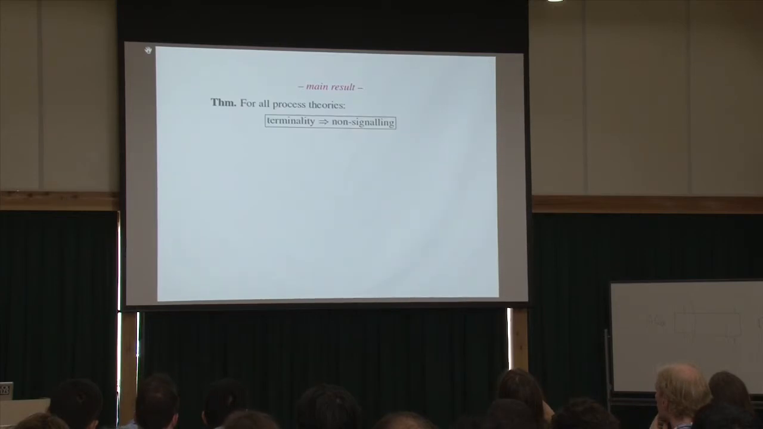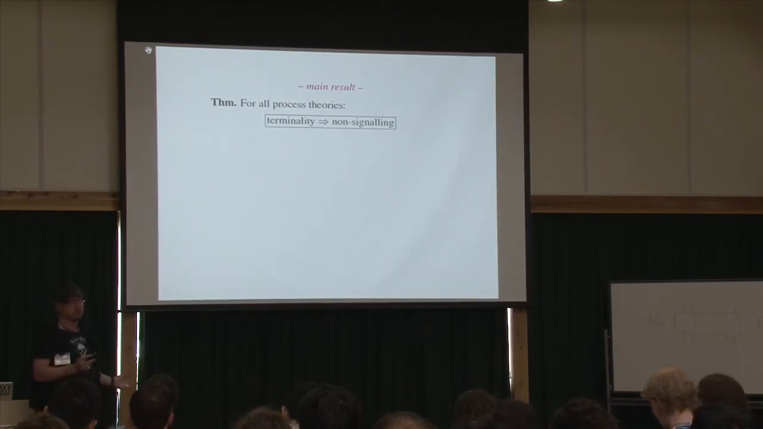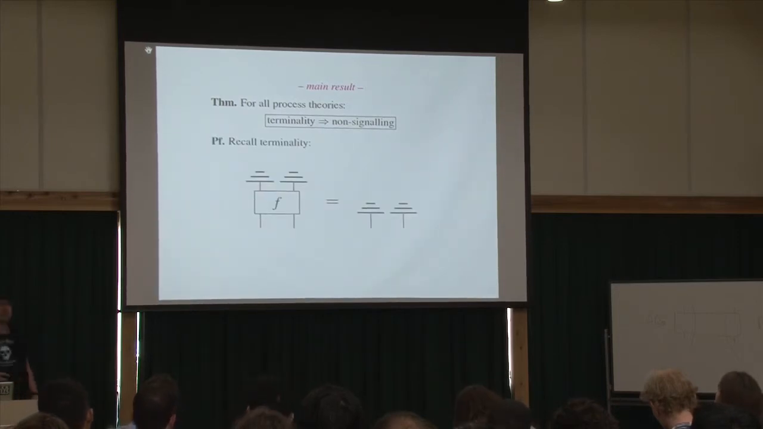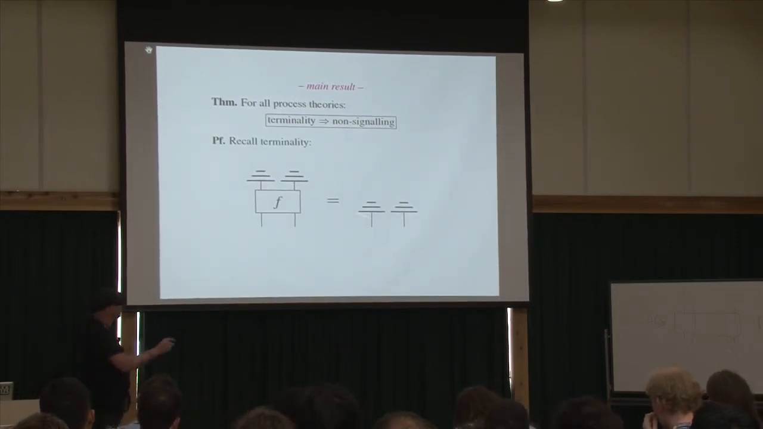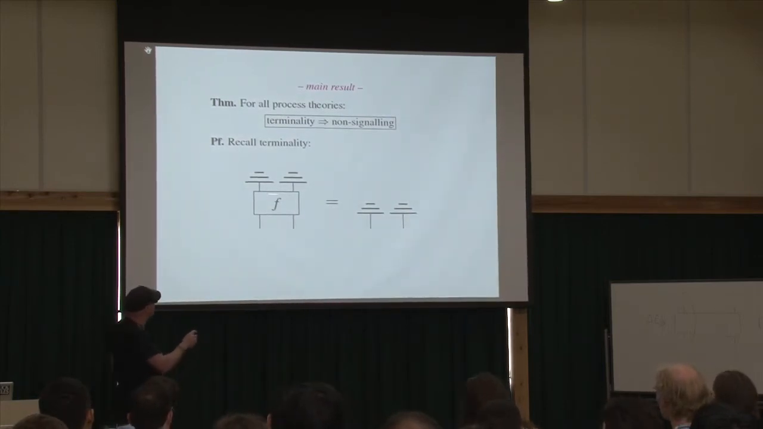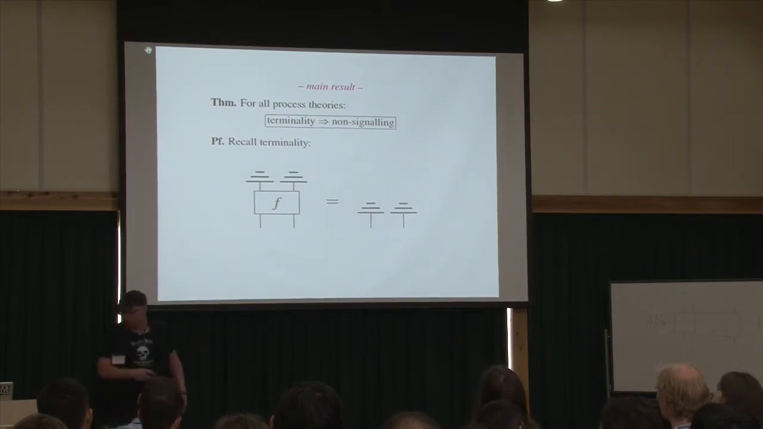The main result is, firstly, that this notion of normalization, terminality, causality axiom, whatever you call it, implies non-signaling. Always. So how do you prove that? This is a special case of this terminality where we have two inputs and two outputs. Like if you throw away everything at the end, you can throw away everything at the beginning.